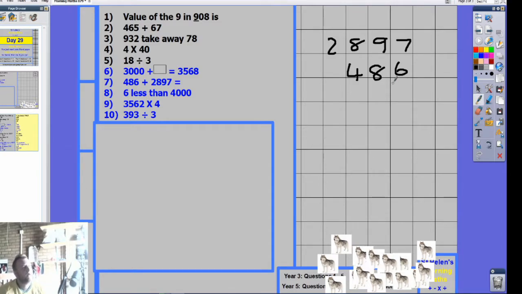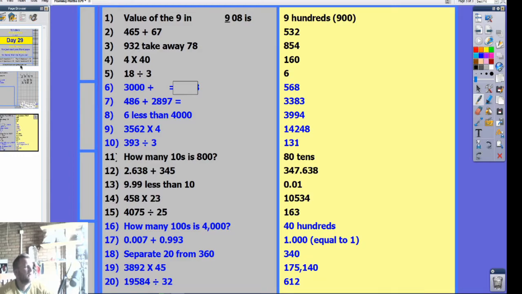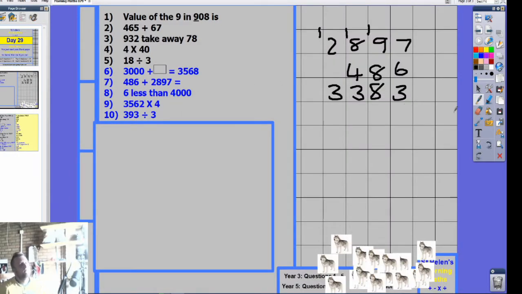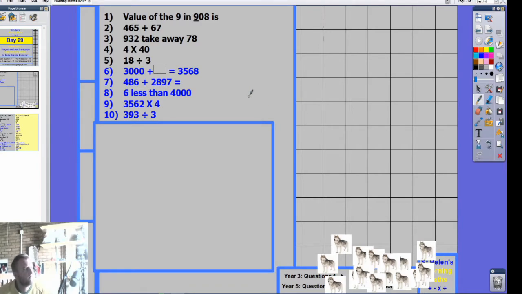7 plus 6 is 13. 9 plus, well, let's do 8. 9 plus 8 is 17, plus 1 is 18. 8 plus 4 is 12, plus 1 is 13. And 2 plus 1 is 3. So we've got 3, 3, 8, 3. Good stuff so far.